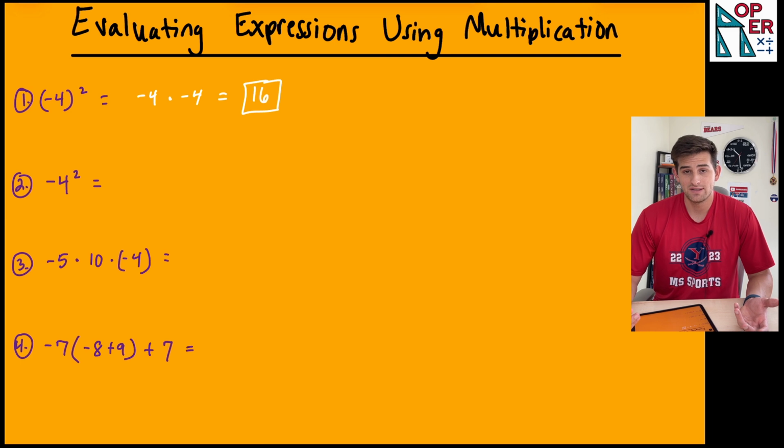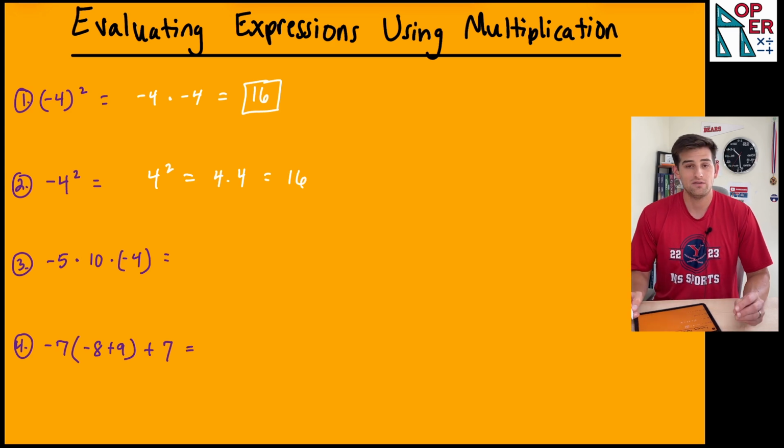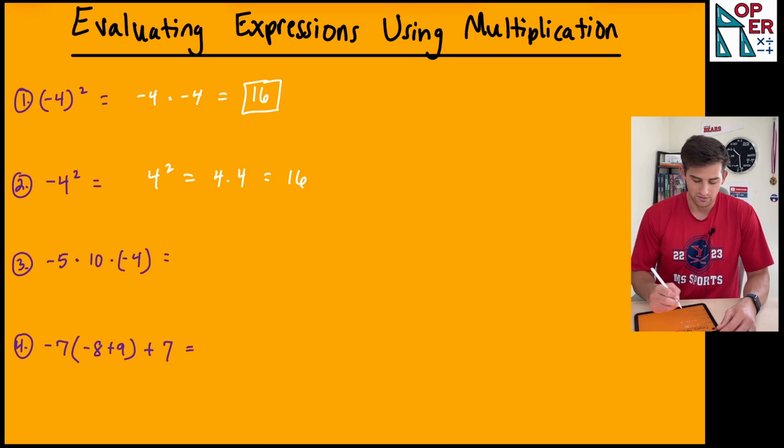Okay, now how is number 2 different? Well, we don't have parentheses now, and so now instead of saying -4 squared, this actually reads as the opposite of 4 squared. Okay, so what is 4 squared? Well, 4 squared would be 4 times 4, which we know to be 16. Now we need to find the opposite of 16. Well, that just means if it's positive, make it negative, and if it's negative, make it positive. So our answer here would be -16.